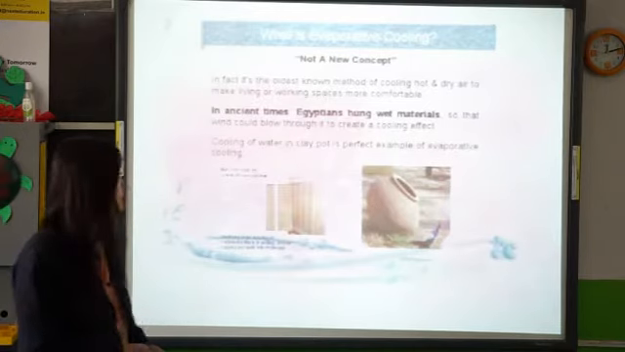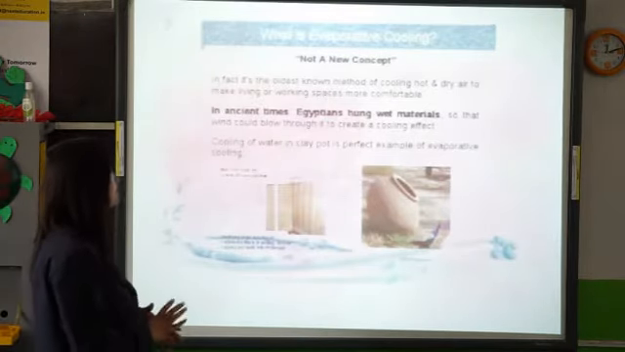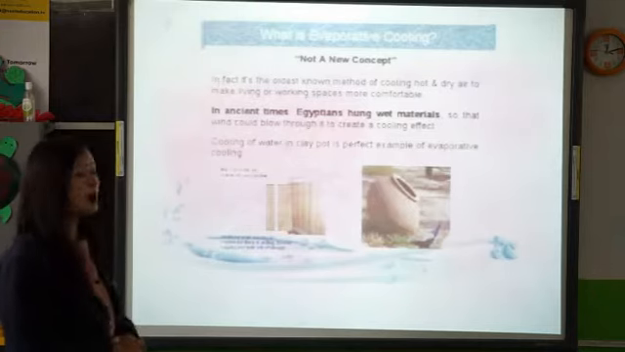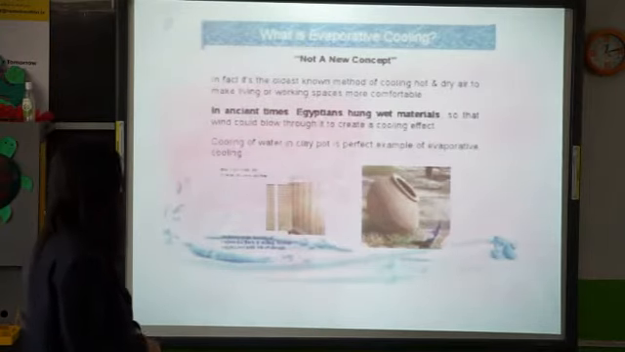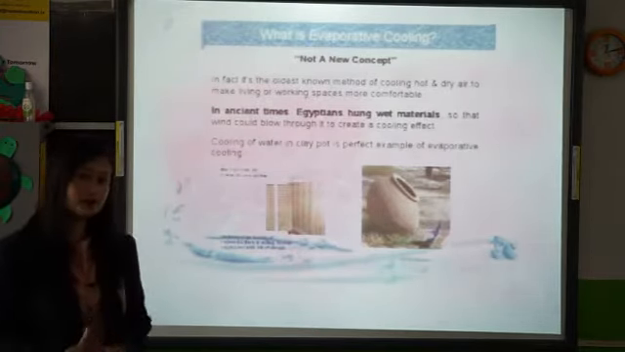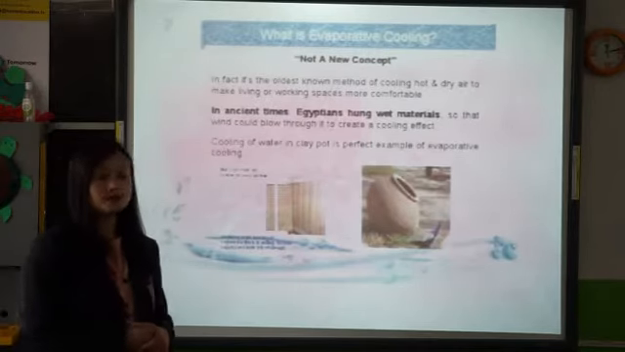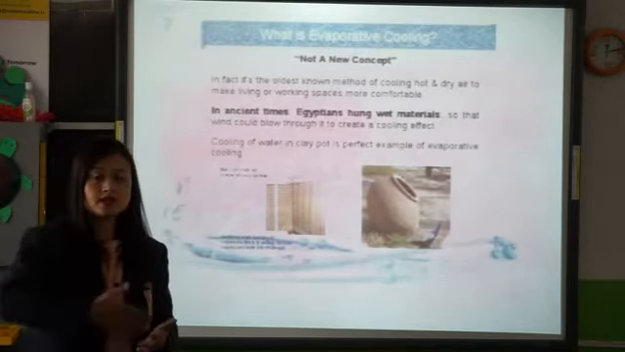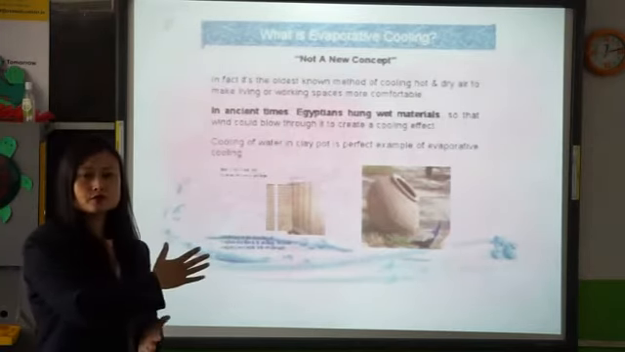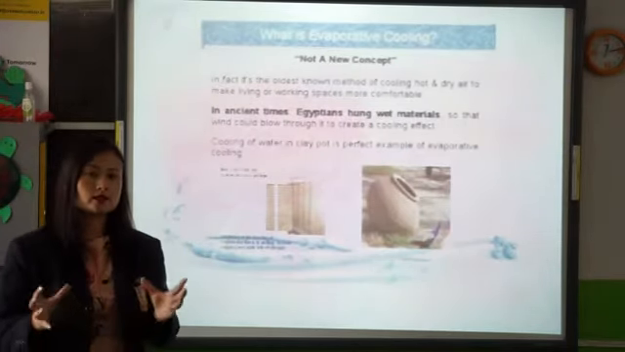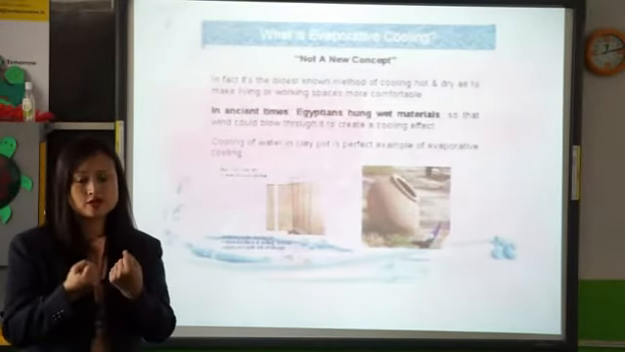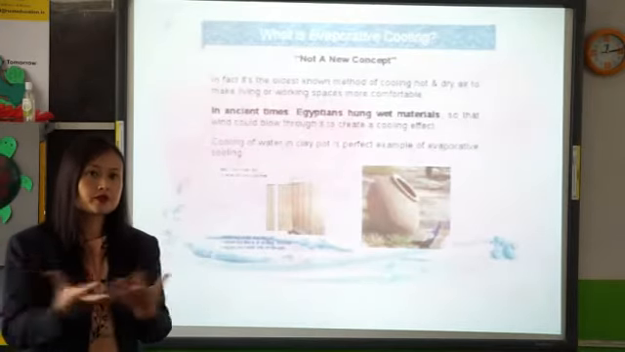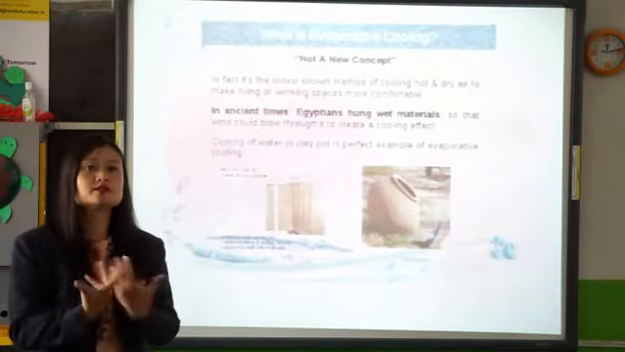more comfortable. Now, in ancient times, Egyptians hung wet materials so that wind could blow in to create a cooling effect. This was the ancient method, where the Egyptians used to hang wet cloths outside, so when the wind would flow through those wet cloths, the water in the wet cloth will absorb heat from the surrounding and evaporate, thus creating a cooler atmosphere, that is cooler surrounding.